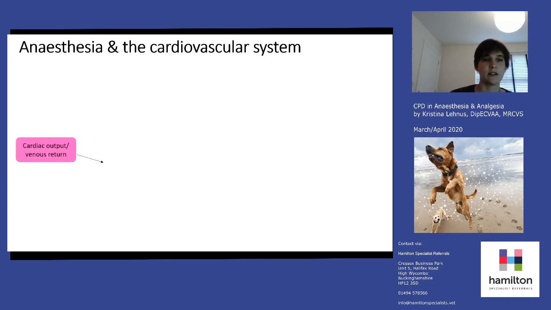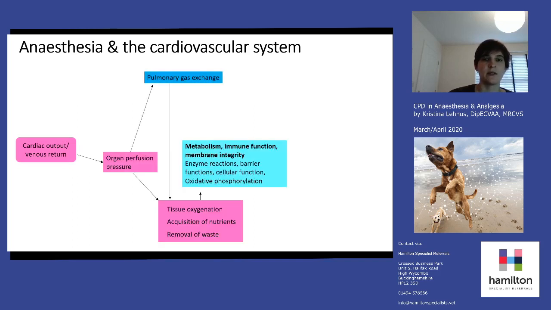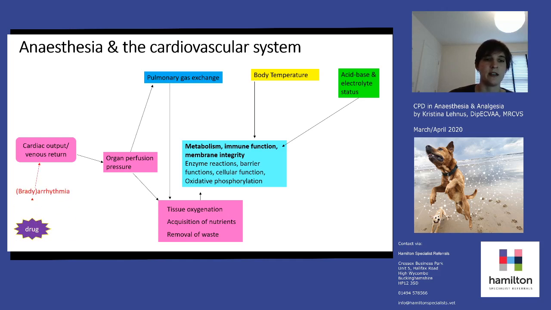So, anesthesia in the cardiovascular system. Once again, we've got the interplay between the cardiovascular and the respiratory systems, the fact that body temperature and acid-base balance affect it, and now we introduce our anesthetic drug, which most of the time will cause bradycardia and therefore a reduction in cardiac output. But it can also cause vasodilation, for example, like acepromazine, or it can cause increased vascular tone like medetomidine, which will affect organ perfusion. And that will affect pulmonary gas exchange and tissue oxygenation and metabolism.